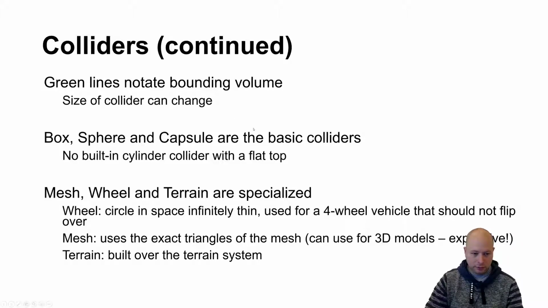Like I said, the size of the collider can change. You have these three basic colliders: a box, a sphere, and a capsule. Fortunately, there's no built-in cylinder collider. And you can also add specialized mesh, wheel, and terrain colliders. For example, the terrain has a collider that is automatically built over that height map that we were doing last lecture. If you import a mesh, then the collider of the mesh will be the exact triangles. But keep in mind that that's quite expensive, to do all of those collision calculations at the mesh level. And then you also have the wheel collider, which is used for vehicles. So that's maybe something that we'll see pretty soon.